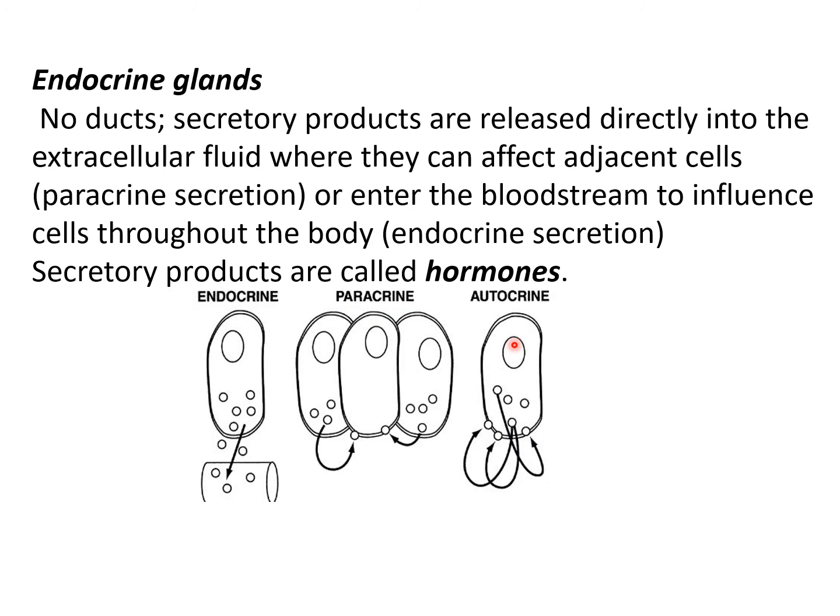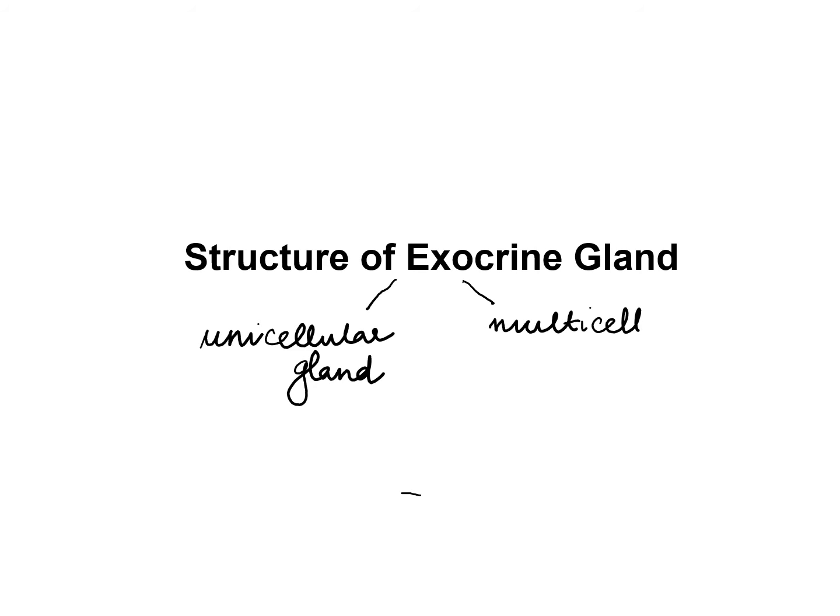In some organs, the cells release their secretions which act directly on the cell itself, and this is known as autocrine secretion. But in this particular lecture, we will be concentrating mainly on the exocrine gland. So on the basis of structure, the exocrine gland may be made up of a single cell, that is unicellular gland, or it may have a large number of cells forming a multicellular gland.